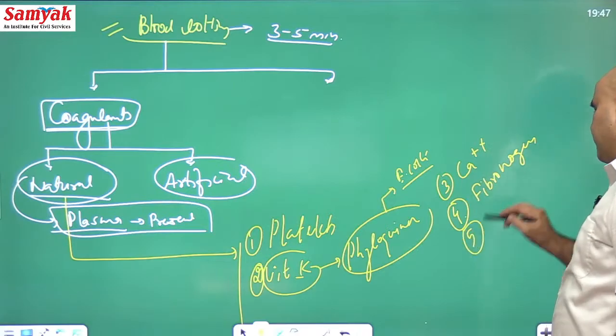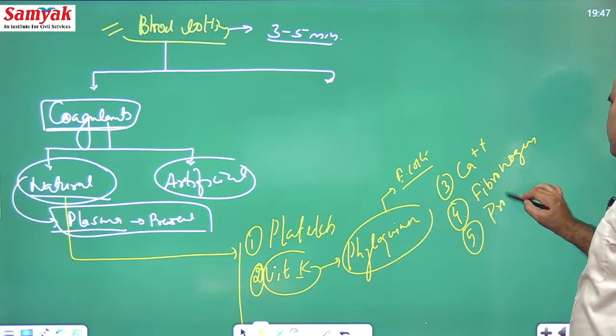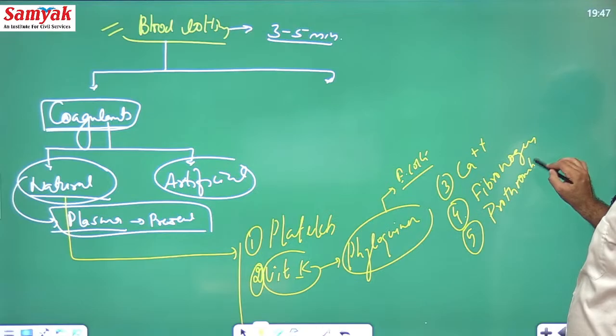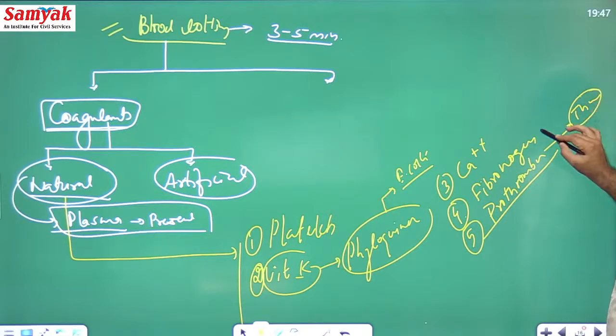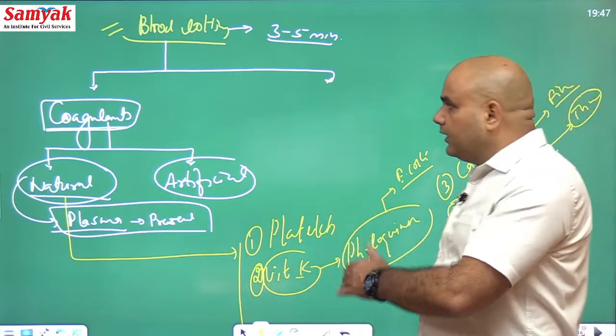And fifth example is prothrombin. Always remember that prothrombin will get converted into thrombin and fibrinogen will get converted into fibrin. That leads to blood clotting.